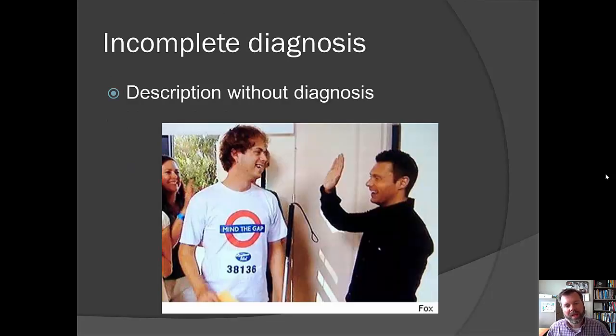So, we can do incomplete diagnoses. One thing we can do is describe and describe and describe and describe, but never really give that diagnosis. And this may be tempting to do if we're unsure, if we're kind of on the fence. And the problem with this is we're kind of proceeding blindly.